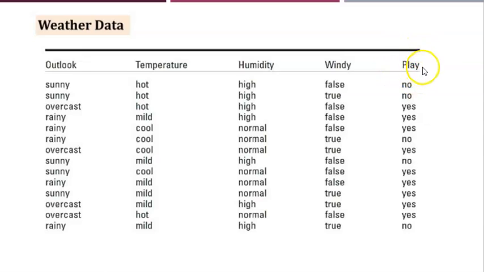First look into this and see how many yes and how many no there are. Exactly, 5 no and 9 yes. So I will show you how to calculate entropy for this target variable.